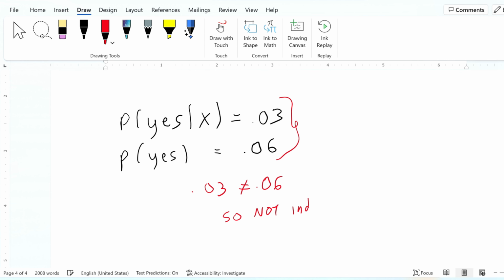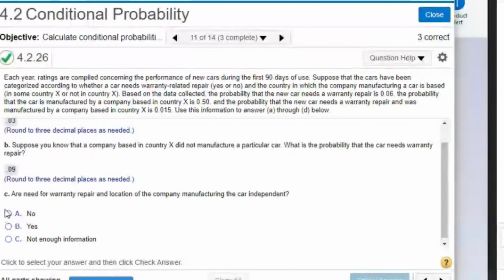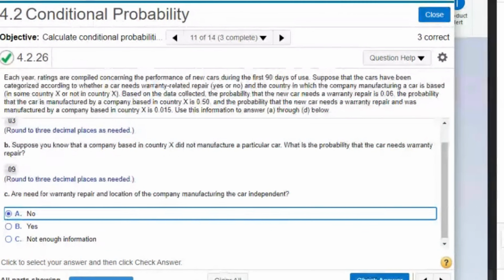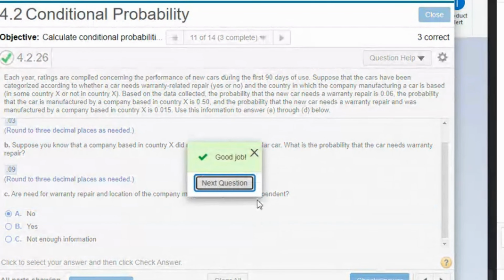They are dependent, right? Remember, if the probability of A given B is equal to the probability of A, then they are independent events, right? Because the given information didn't help with the probability. But in this case, they are not equal, so they are not independent. So the answer is no, they are not independent.